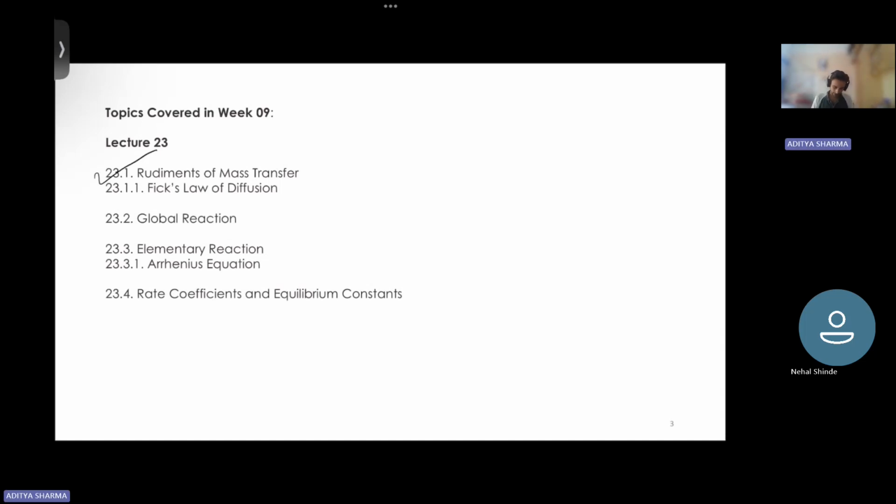After that, the next heading in this lecture is your global reaction. So, global reaction is nothing but the simple form of reaction, right? When we write some reaction, we write the initial reactants and we write the final products. So this is the simplest way to write a reaction. This form of writing the reaction is your global reaction.